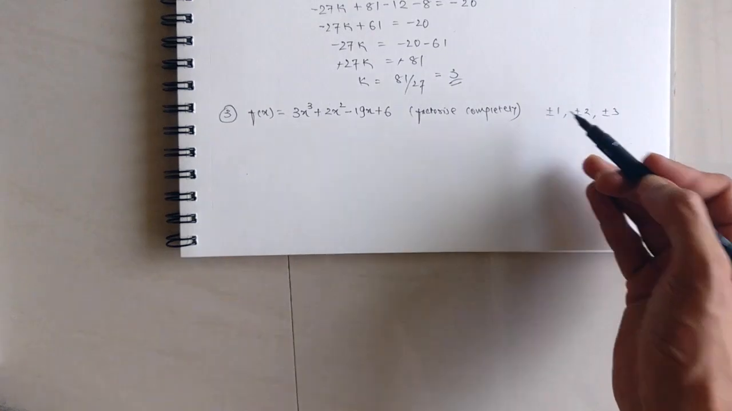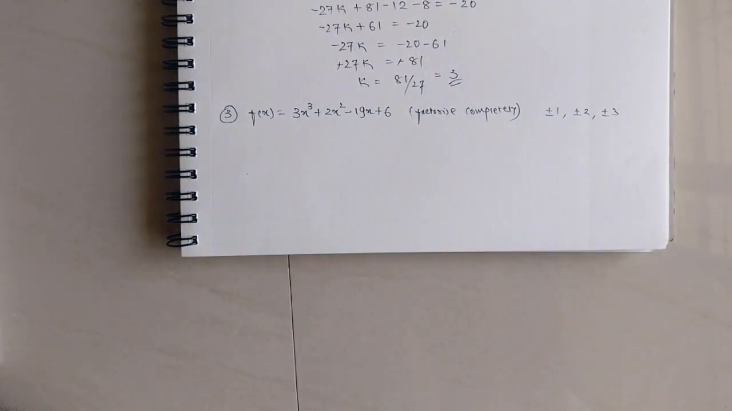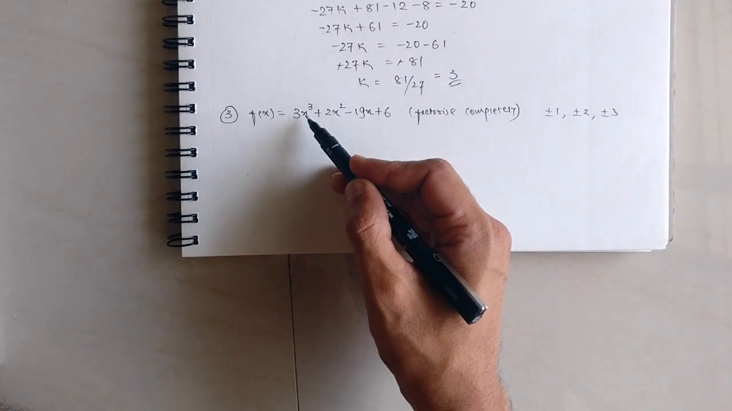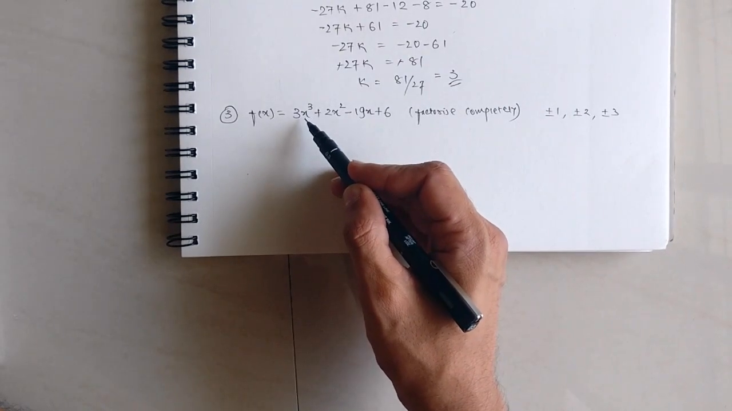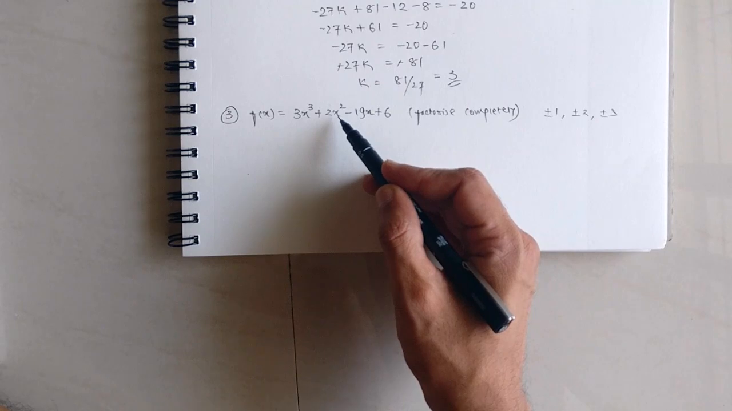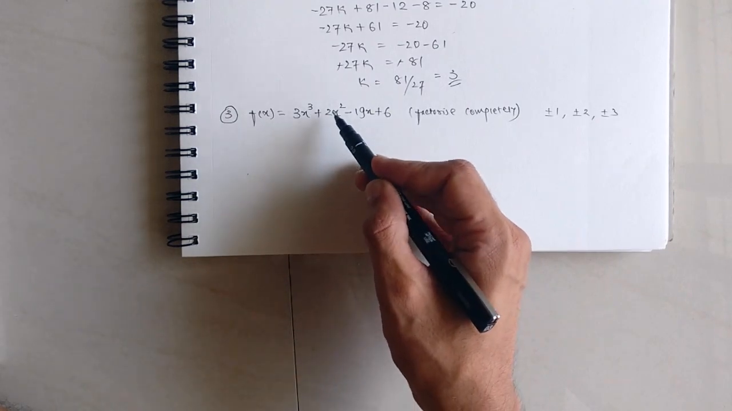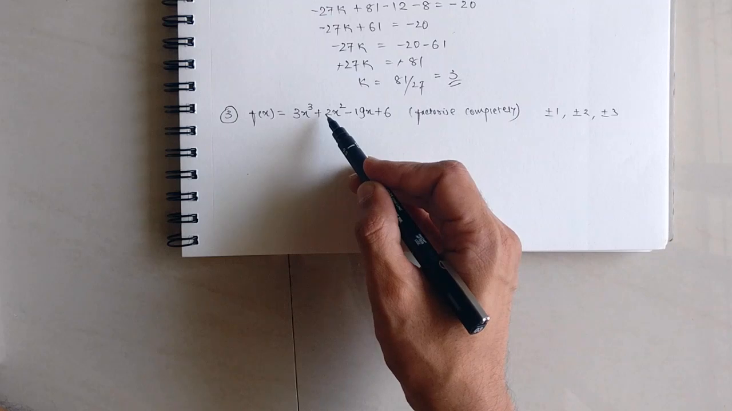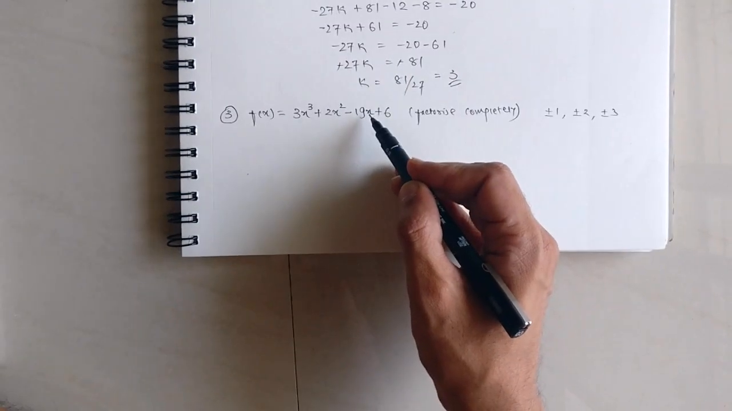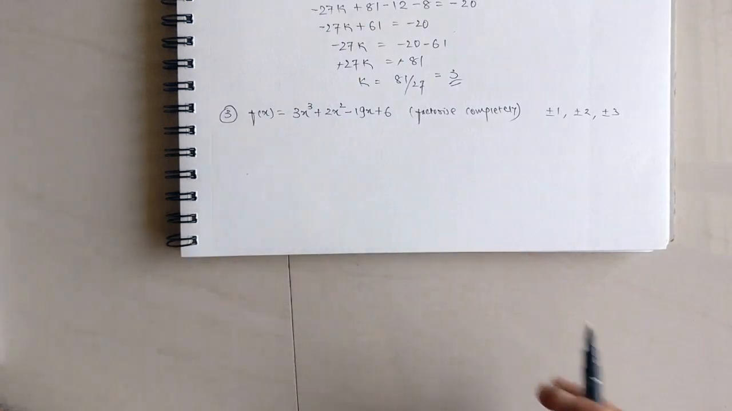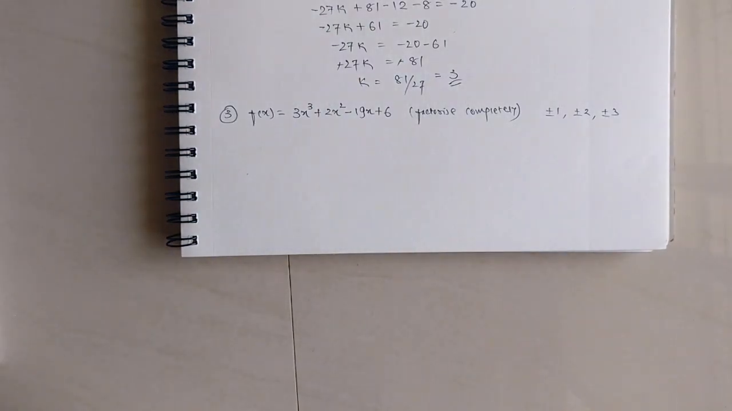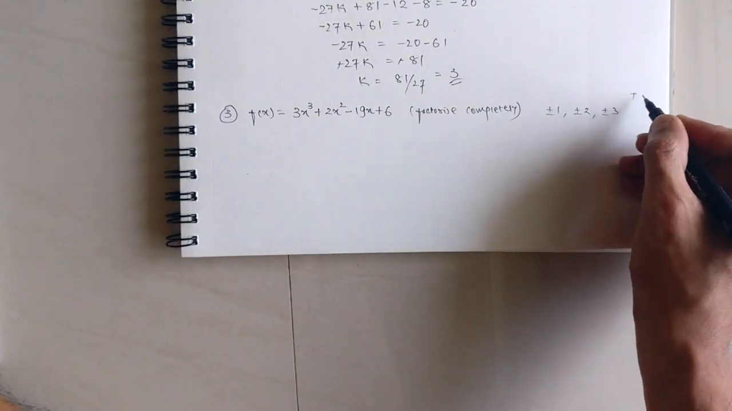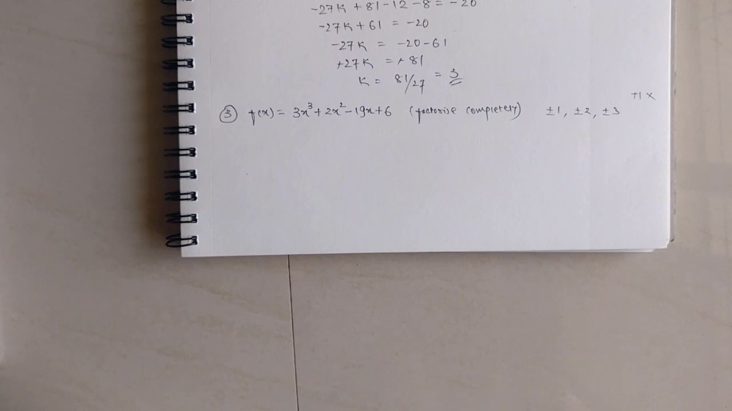So first I'm going to put plus 1 in the place of x and see what the answer comes out to be. If I put plus 1 here, 3 into 1 cube is 3, 2 into 1 square is 2, so 3 plus 2 is 5, 5 minus 19 into 1 is minus 19, so 5 minus 19 is minus 14, minus 14 plus 6 is not 0, so plus 1 is out of the question. Plus 1 is not a 0 of the polynomial.